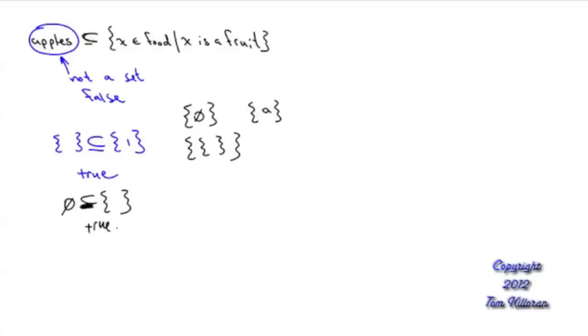Let's be really clear on this. This is equal to this, because this one represents that one. They mean exactly the same thing. That's how we define it. So the null set equals the empty set.